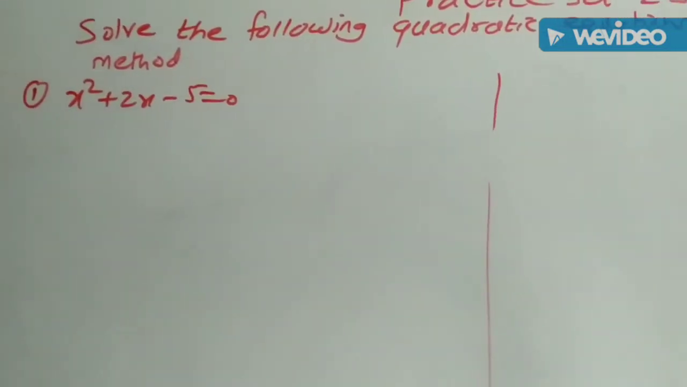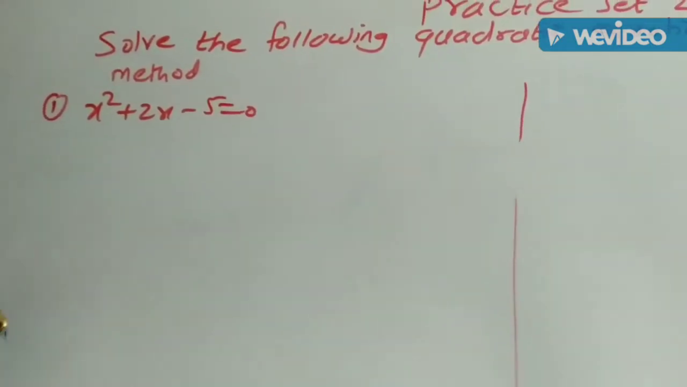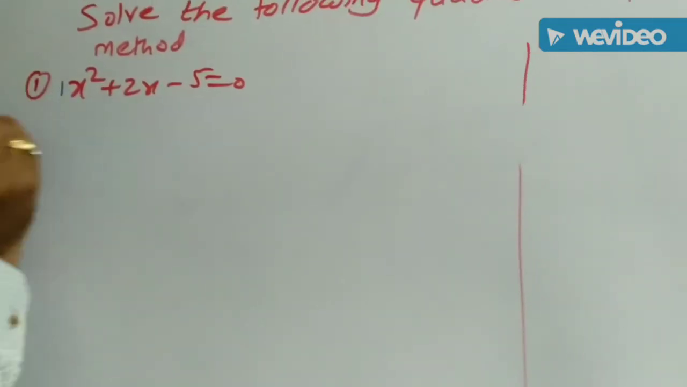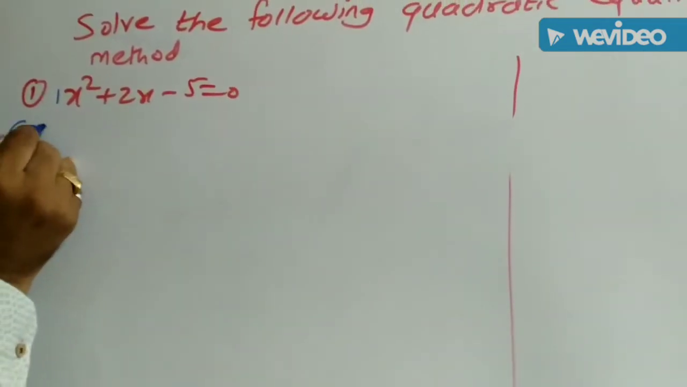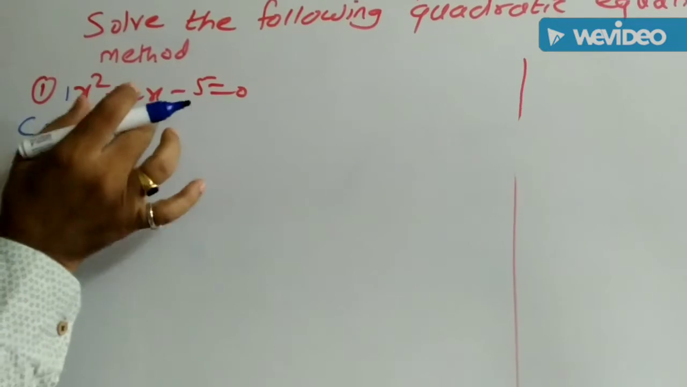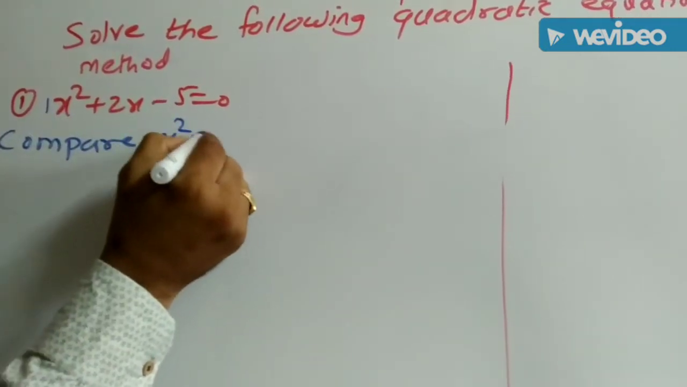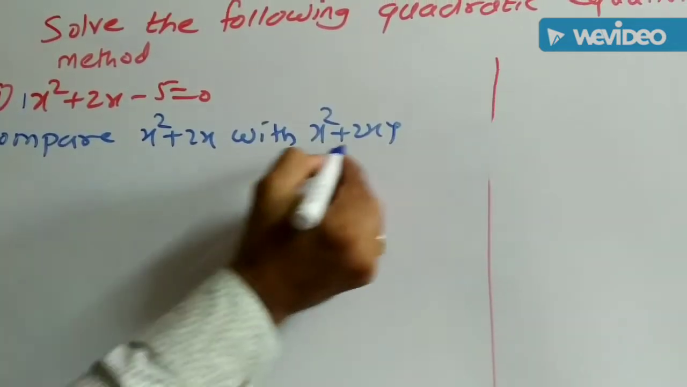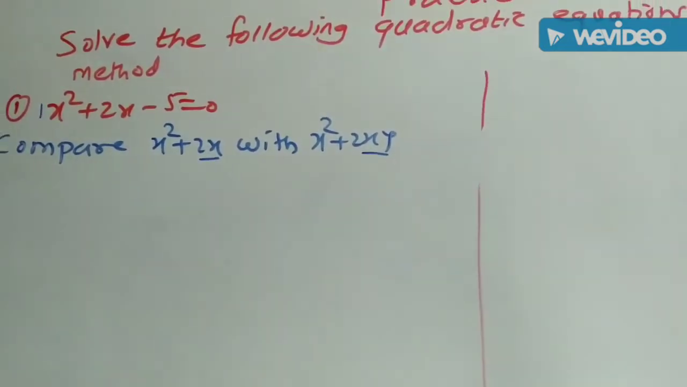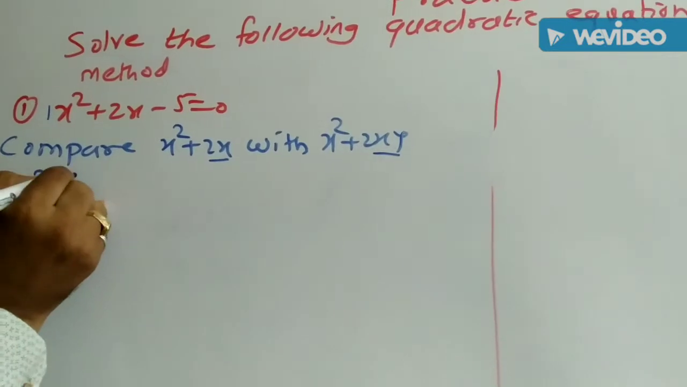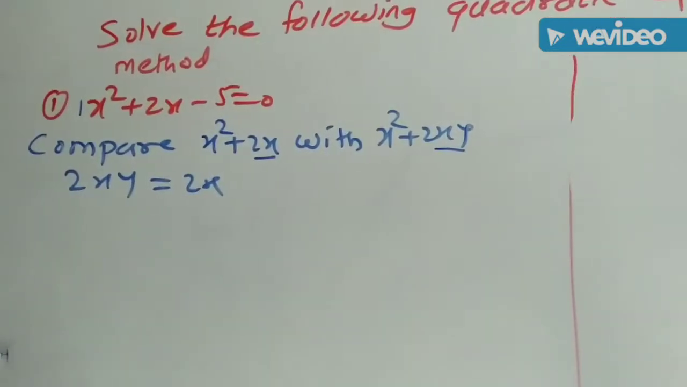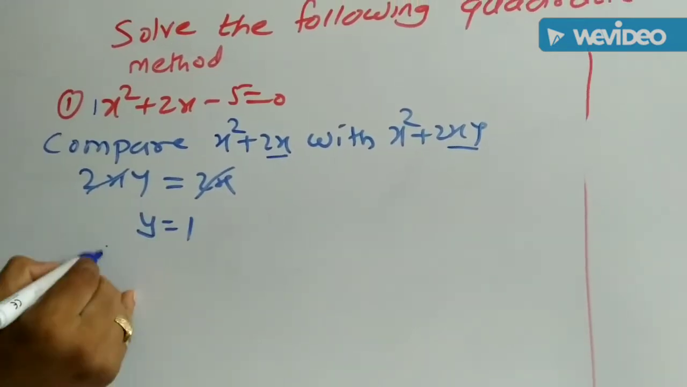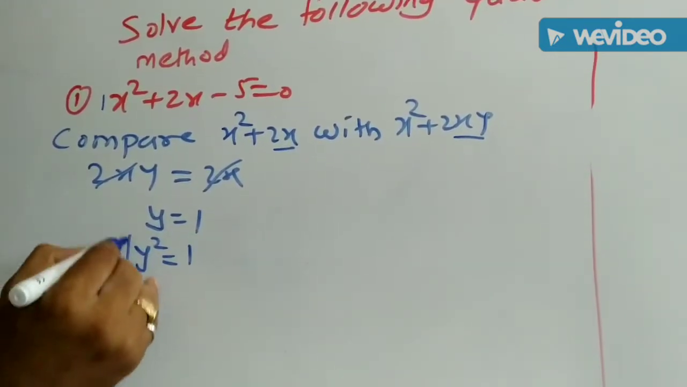Second example is x square plus 2x minus 5 is equal to 0. It is in the standard form. Again, the coefficient of the square term is 1. Therefore, we directly compare the first two terms of the LHS, that is x square plus 2x, with the terms x square plus 2xy. From this, we compare only the second terms of both. 2xy is equal to 2x. Again 2x gets cancelled, remaining is y equal to 1. Therefore y square is equal to 1.